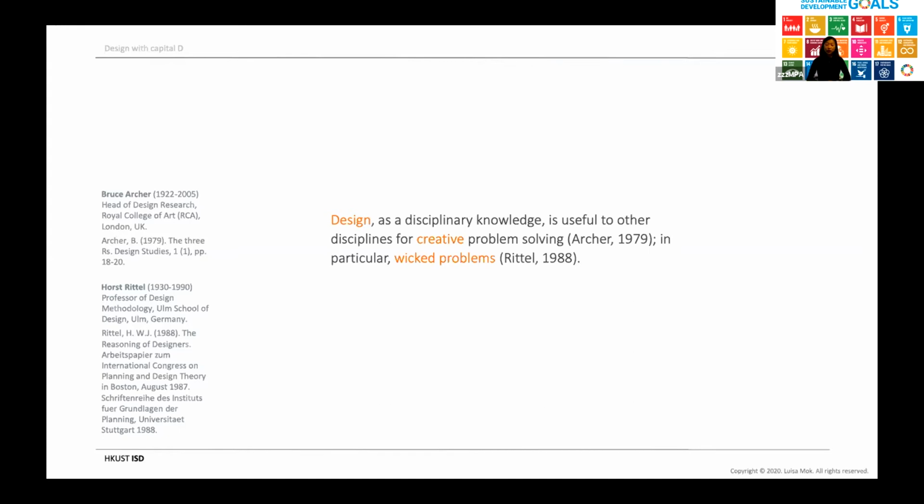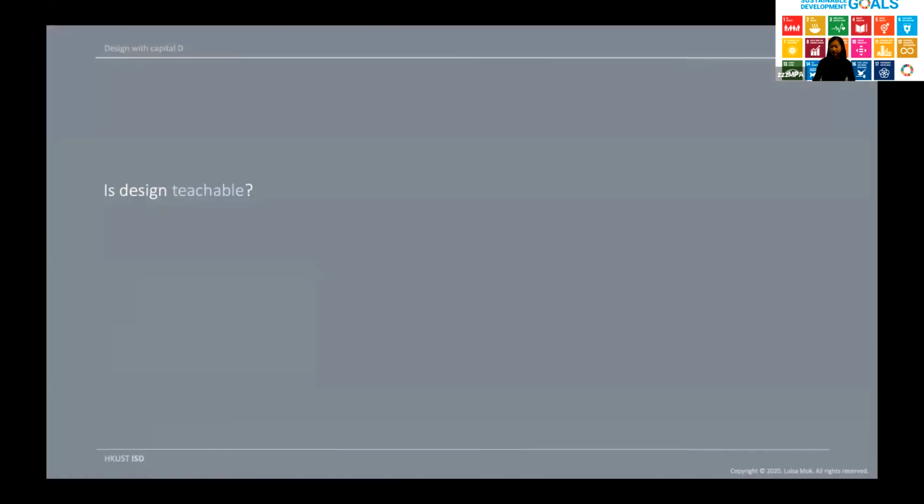I'm sure you know some scholars and experts described sustainability challenges as Wicked Problems. They have a high complexity, involve a lot of elements and stakeholders, and are almost irresolvable. So it is difficult, so it's a wicked problem. By these studies, it seems that design is valuable for sustainability problems. Then, assuming that design is good for SDGs and for sustainability, is design teachable?